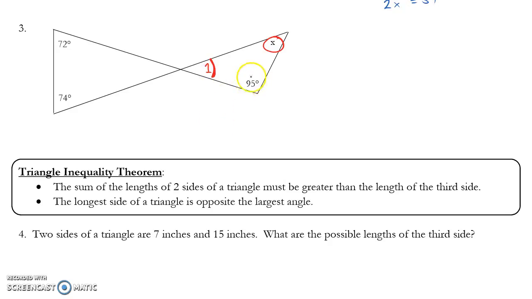I do know that this is 95. I know that the measure of whatever I get for angle 1 plus my 95 degree angle plus x has to be 180 degrees because those three angles are made up of this triangle. But I don't know this angle measure. What I do know from Unit 1 is that this angle measure is congruent to this angle measure. Those are vertical angles. So if I can find this angle, then I know this angle.